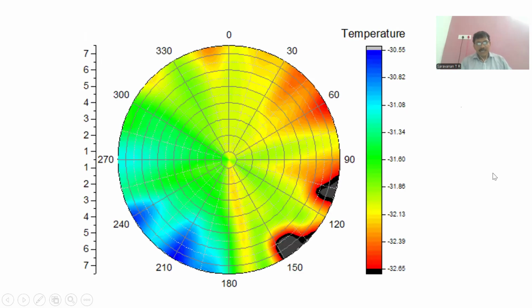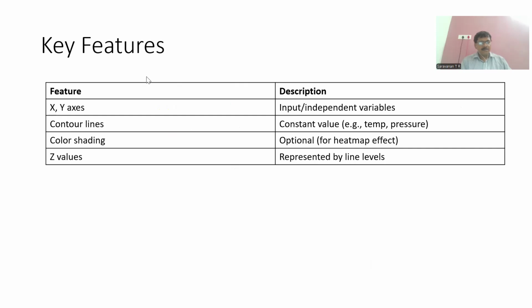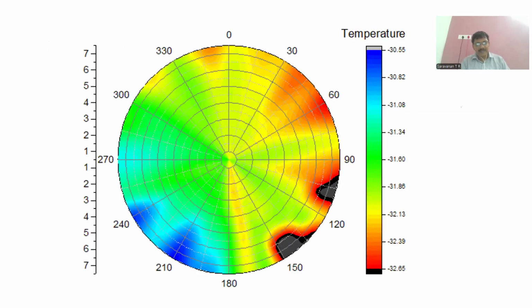Now, see here, this is the Z axis, temperature. Here we have the x axis and y axis available, and 30, 32 each represent the temperature. Now we can see a figure. X and y axis are the input and independent variables. Contour lines connect constant values, such as temperature or pressure, and Z values are represented by line levels.